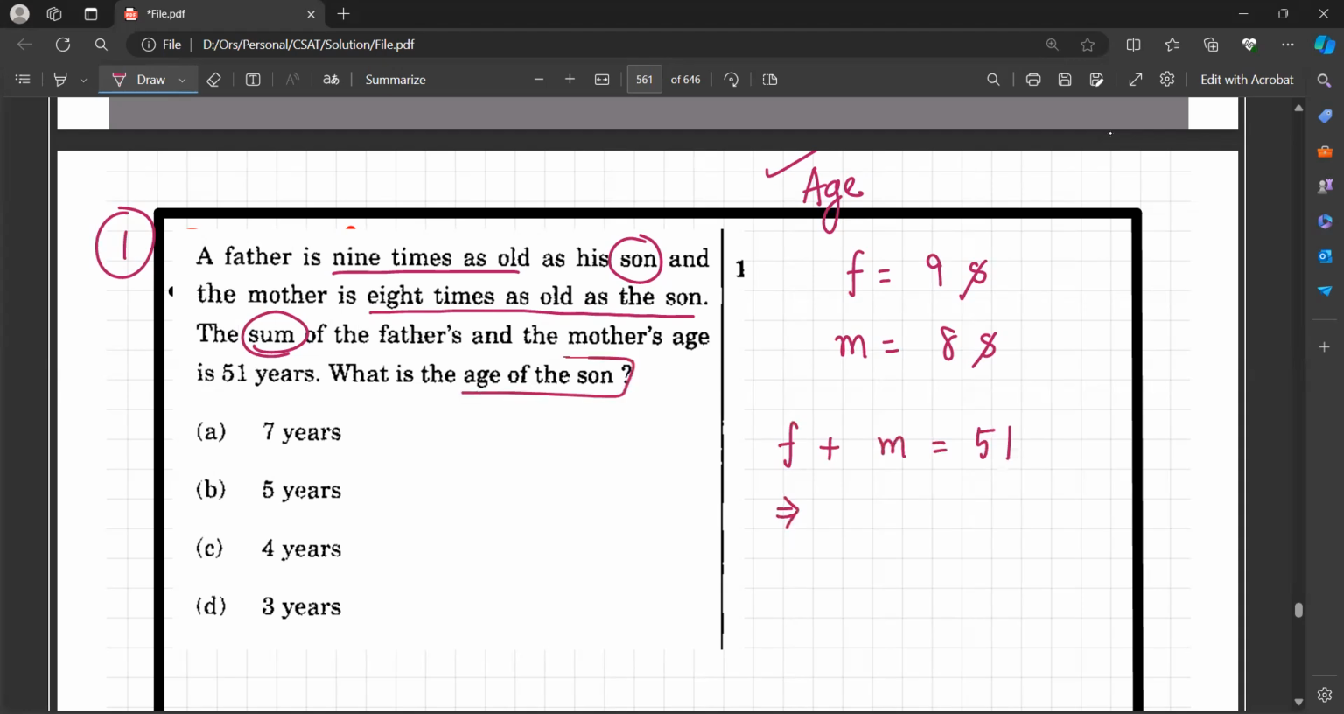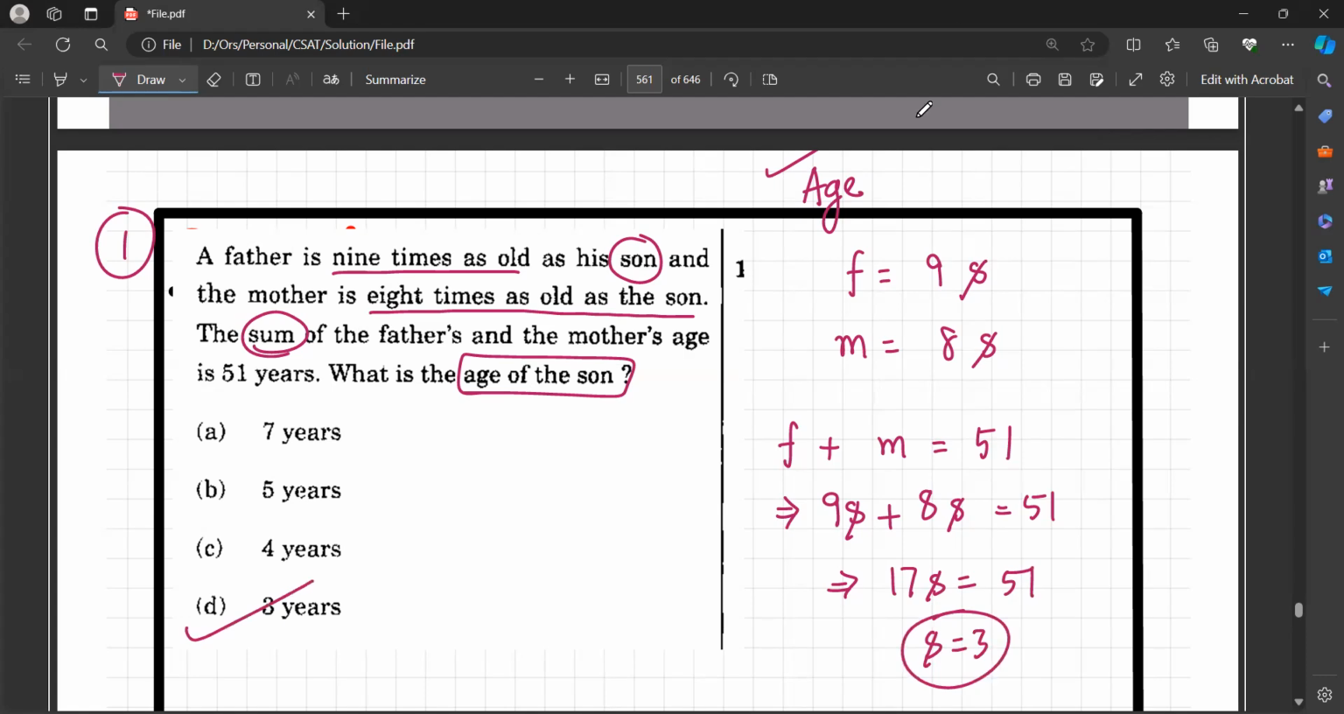So what is the age of the son? We need to find S. F becomes 9S. M becomes 8S. This becomes 51. 17S equals 51. S becomes 3. Got it? So the answer would be 3 years.